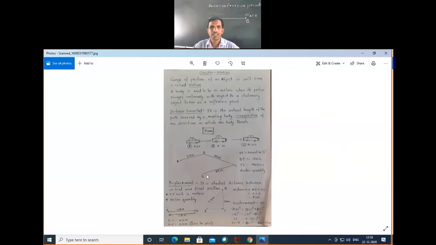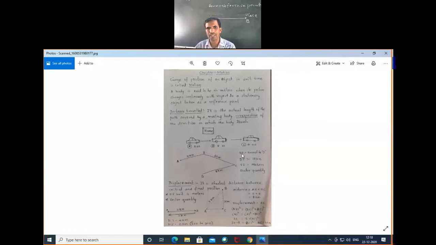See here, 5 plus 6 is 11. 11 plus 8. So the total distance traveled I have written here, 19 kilometer. Total distance covered by the body is 19 kilometers. And I have mentioned over here, distance traveled cannot be 0. See, distance traveled means we are changing the position. Whenever we change the position, we are traveling. We have actually traveled. That's why it cannot be 0.